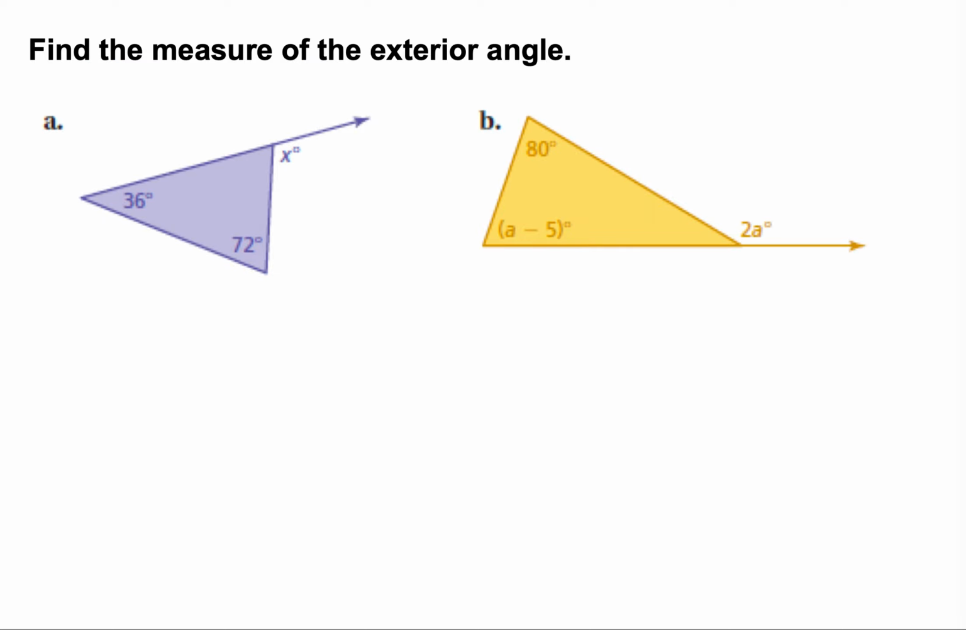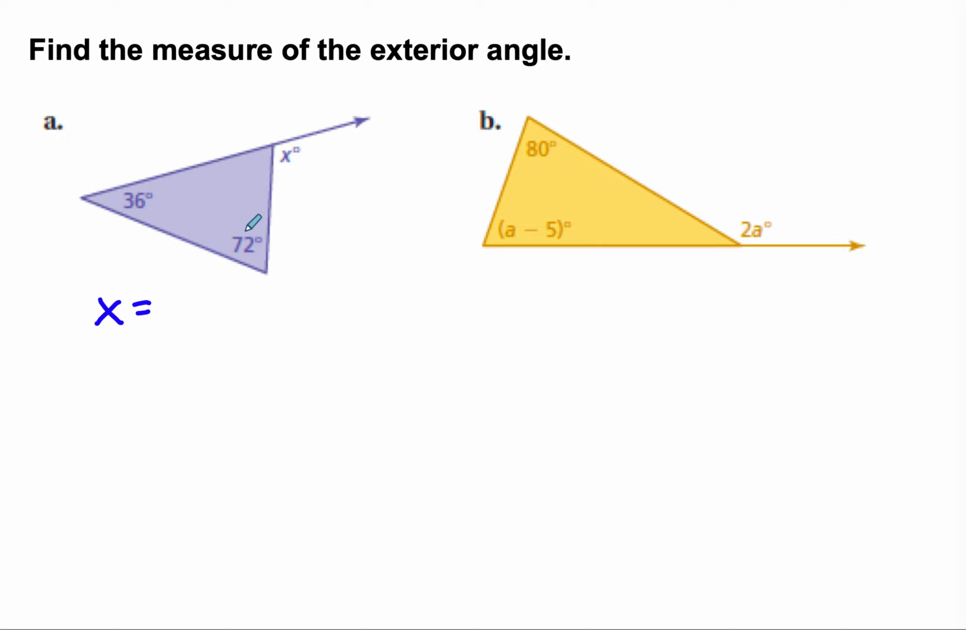All right, so let's go ahead and try it. Here the directions say find the measure of the exterior angle, so it does not say find the measure of x. On A, x is our exterior angle, but on B, 2a is our exterior angle, so we're going to need to pay attention to that when we get to it. Now for this one, we have only x, one variable, and we have the other two numbers, so we don't even really need to write it like an equation, but I'm going to go ahead and write it in equation form because when we get to B, we definitely need an equation on that one.